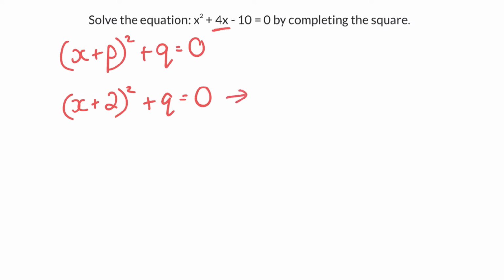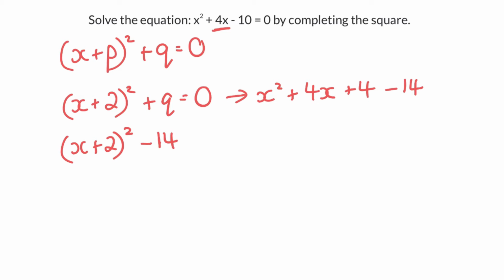But if we expand that out, we get x squared plus 4x, which was like our original equation, plus 4. So because we need minus 10, we need to minus an extra 14. So that gives us x plus 2 squared minus 14 is equal to 0. So now we can go about solving it. We can add 14 to both sides to give us x plus 2 squared is equal to 14.